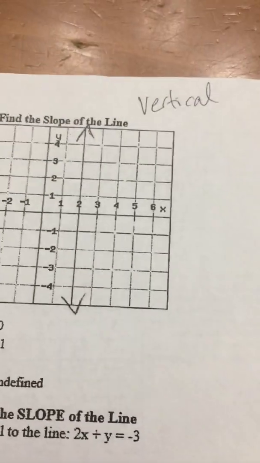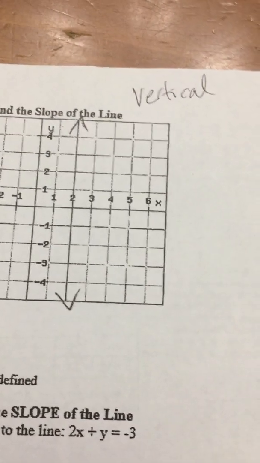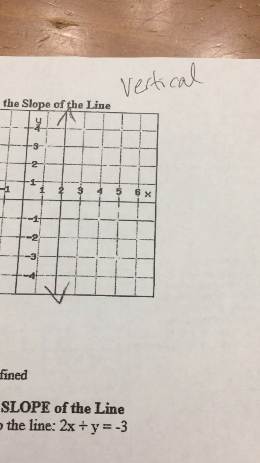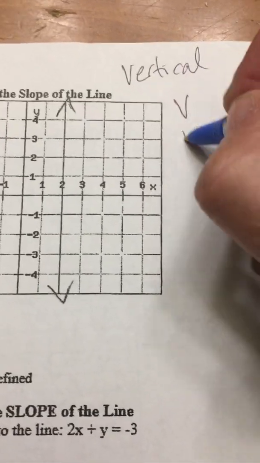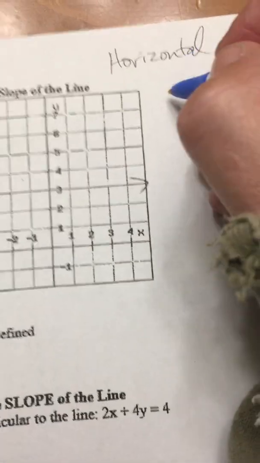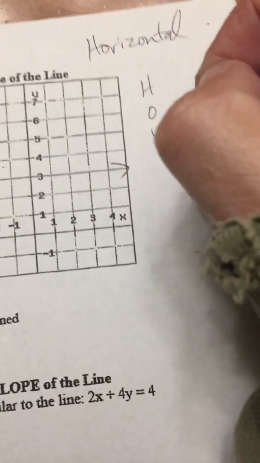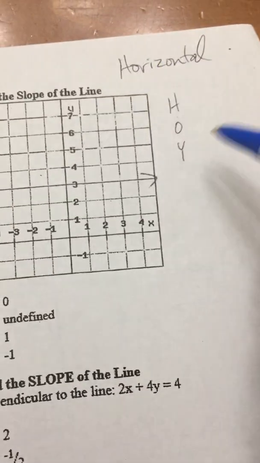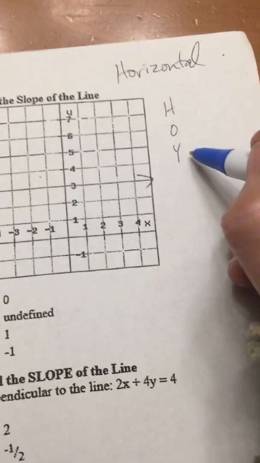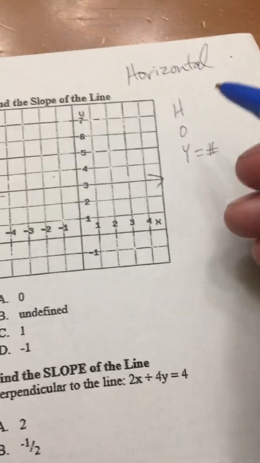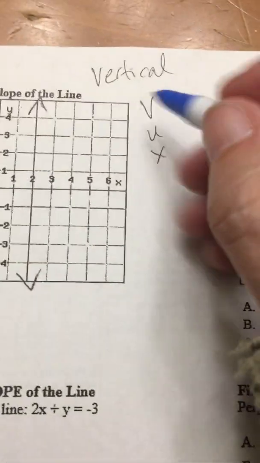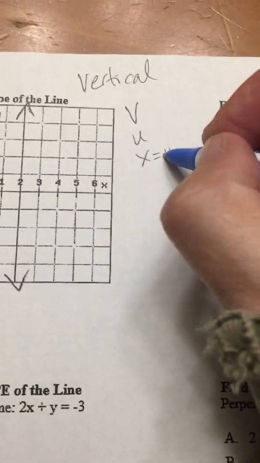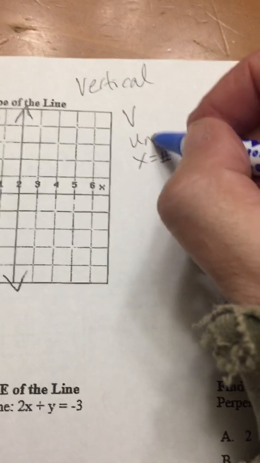Anytime you're looking for the slope, or what the equation starts with, of a horizontal or vertical line, you want to remember our little shortcut. Vertical is VUX, V-U-X. Horizontal lines is HOY, H-O-Y. Okay? So H for horizontal. The equation of all horizontal lines starts with y equals a number, and the slope is 0. Vertical lines, the equation starts with x equals a number, and the slope is undefined.